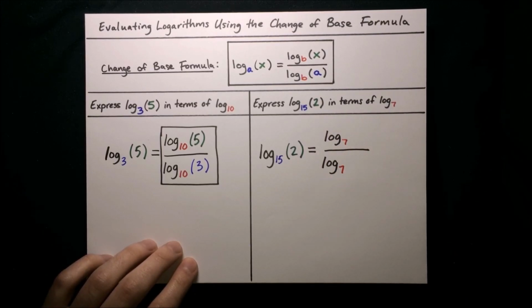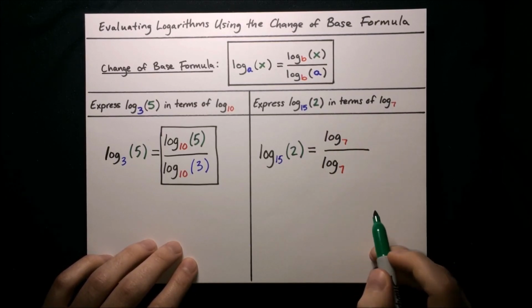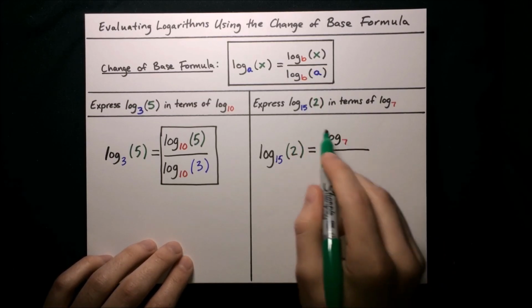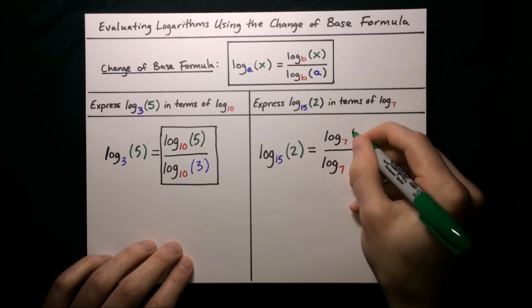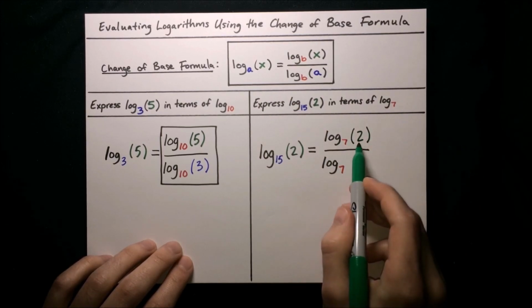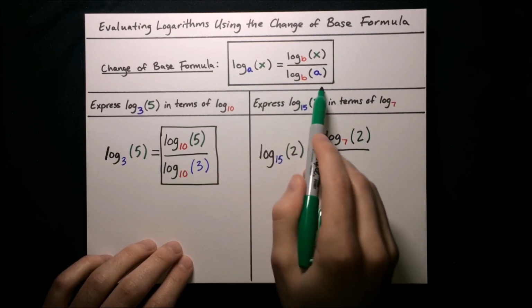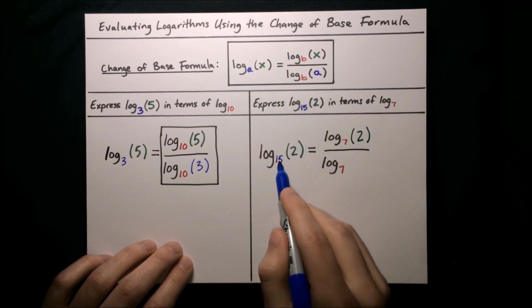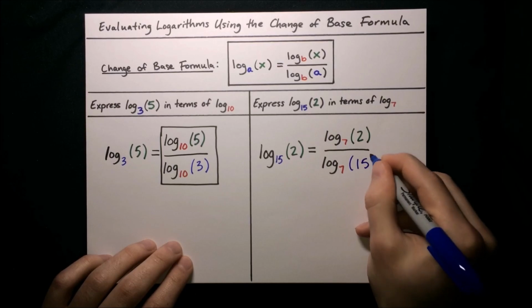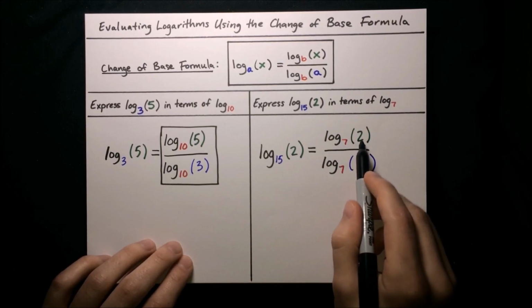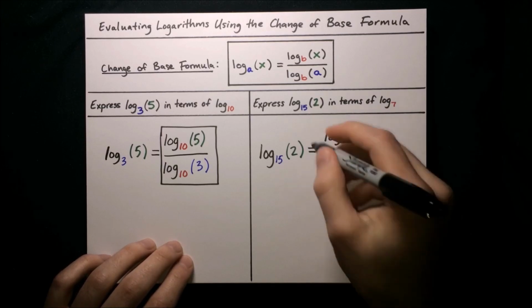And now we just have to see what goes as the input to each log on top and on bottom. So on top, again, the input to this log is the input to the original log, so 2 still. And then on the bottom, the input to that log is the base of the original log, so 15. And there we have it. Log base 15 of 2 is equivalent to log base 7 of 2 divided by log base 7 of 15.